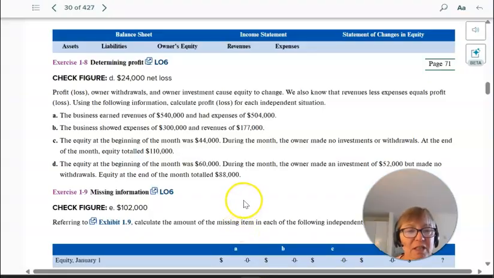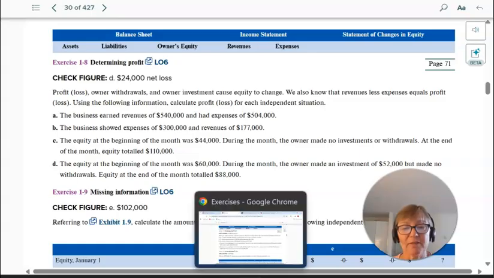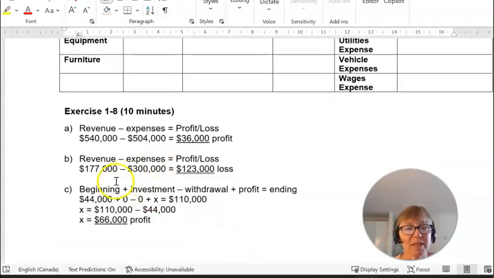B, the business showed expenses of 300,000 and revenue of only 177,000. Again, revenue minus expenses gives us either a profit or a loss. But when our expenses are bigger than our revenues, we know it's going to be a loss because more was expensed than revenues that were coming in. So let's have a look. We have revenue minus expenses, so 177,000 minus 300,000 gives us a loss of 123,000.